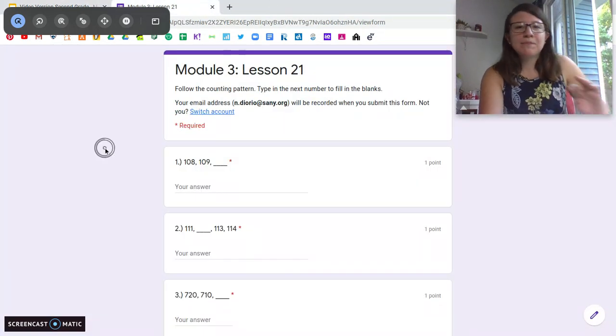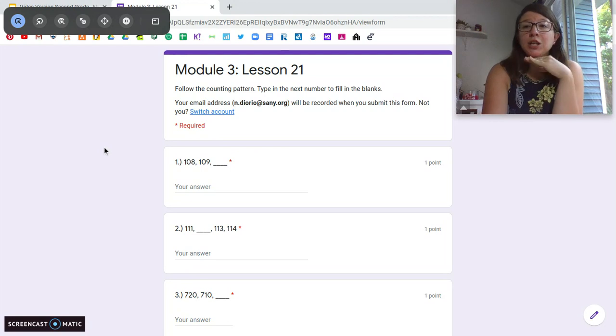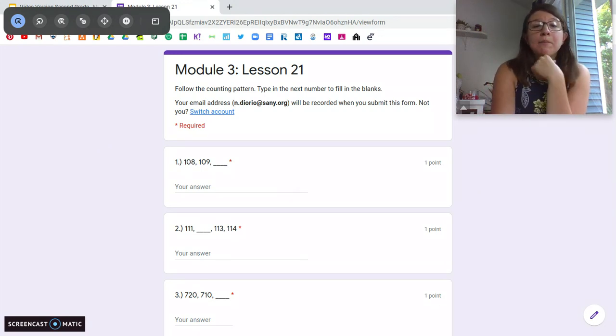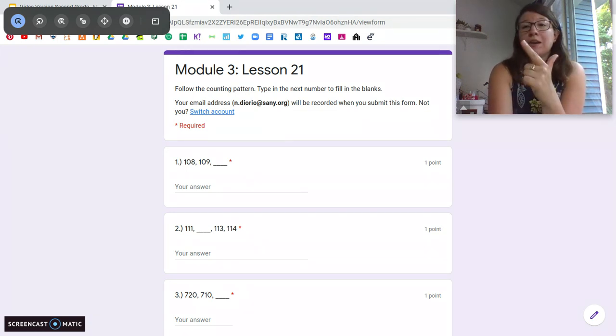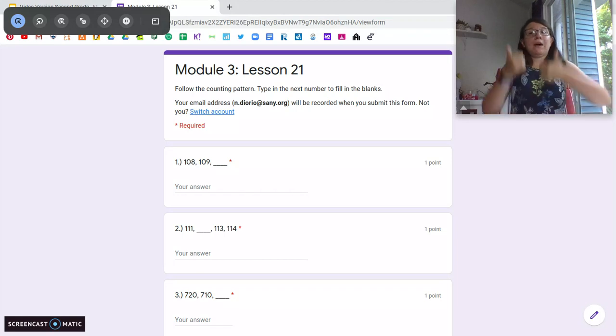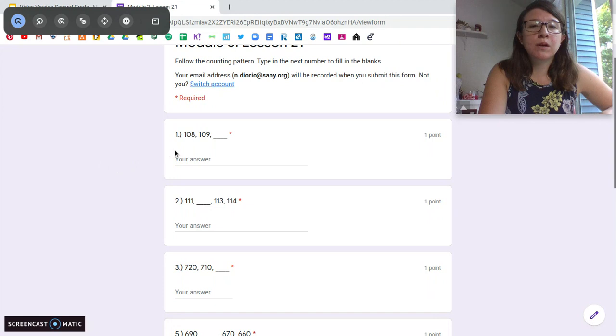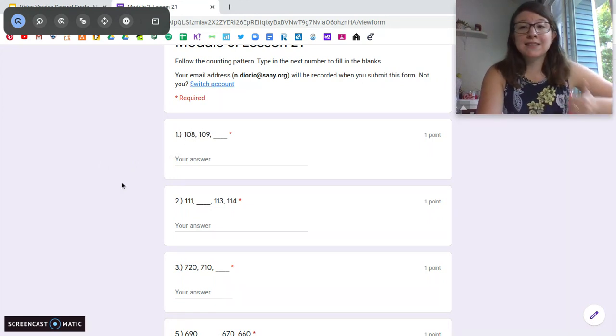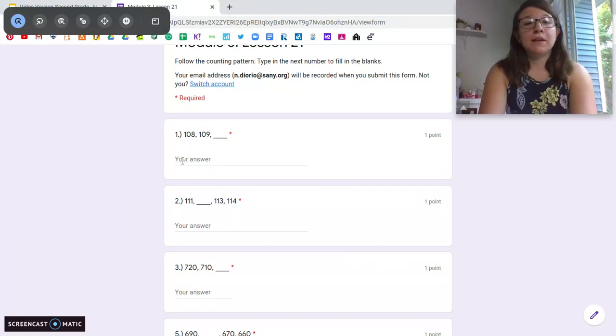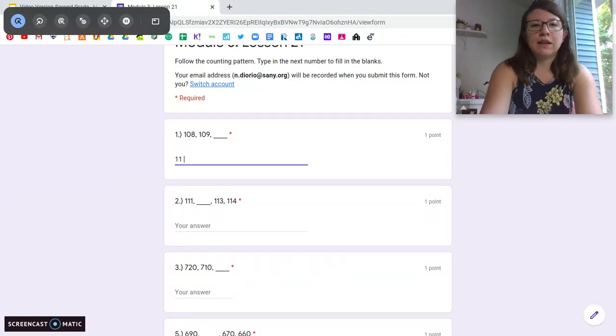All right. Let me show you your exit ticket. For your exit ticket, it's not going to tell you what the pattern is. You need to look at the numbers that it's giving you and then write what that next number is. Sometimes it's going to be counting by ones. Sometimes it's going to be counting by tens. Sometimes it's going to be counting by hundreds. Look at the numbers already in the pattern to figure that out. It also may be counting up or it may be counting down. Okay? So for example, for the first one, we have 108, 109. What I'm noticing is that that's counting up by ones. So I'm going to type my next answer in the box.